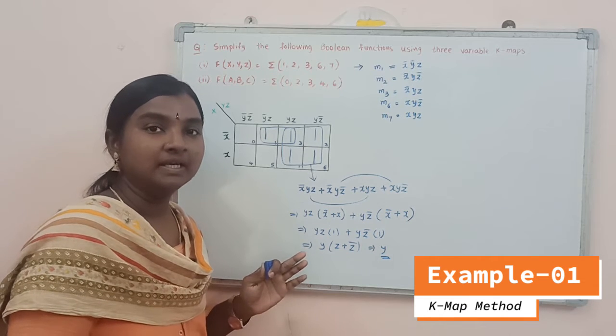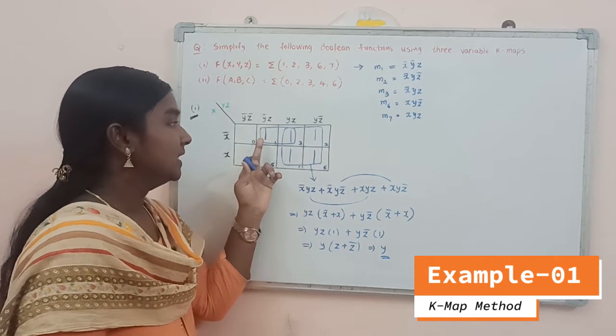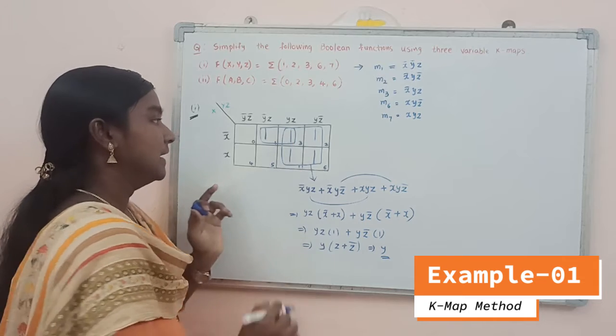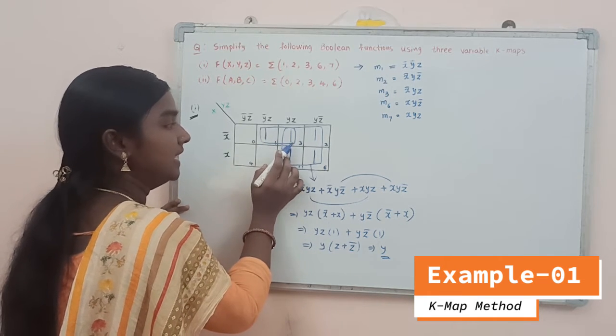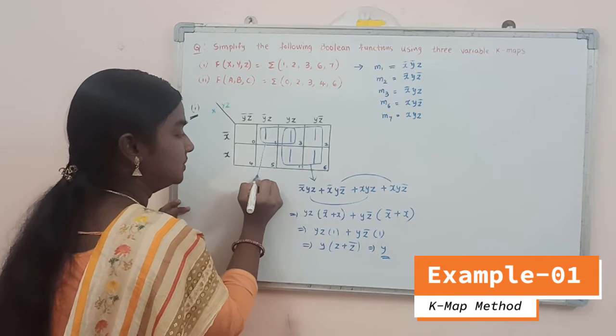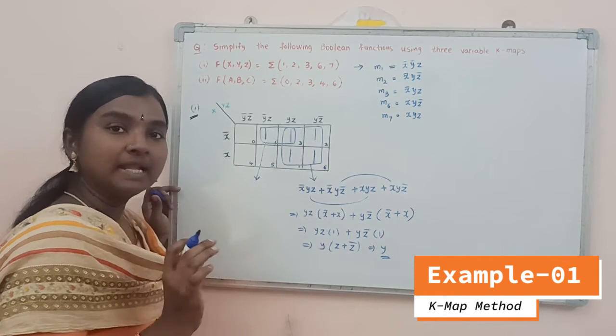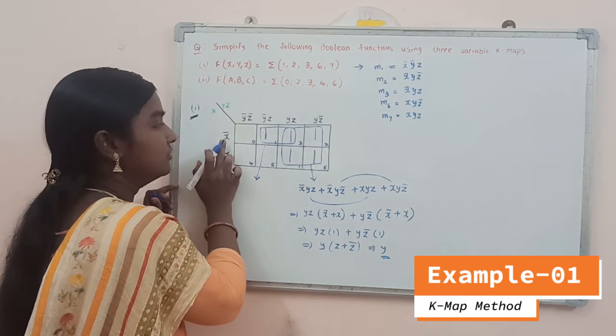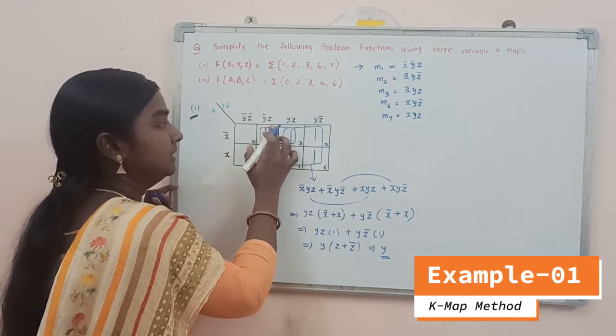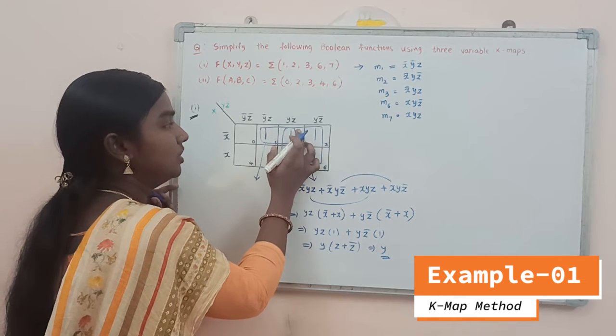Now, we will write another product term for the two ones here. And these two ones are assigned in M1 position and M3 position. So, for this group, we may write directly. Here, these two ones are assigned in first row and second column and third column.